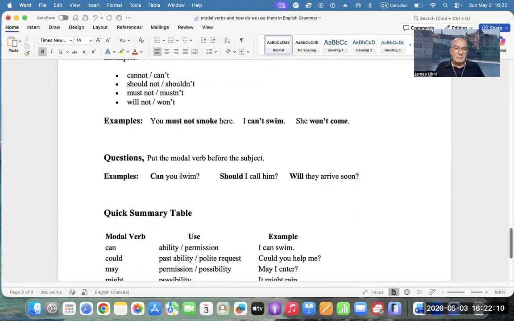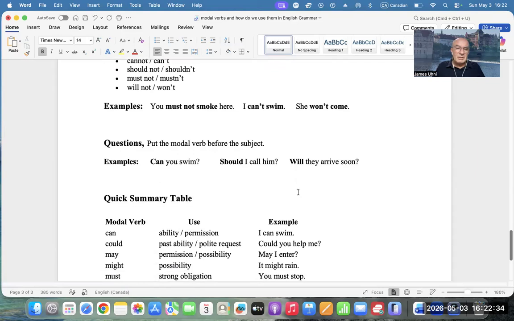Can you swim? Should I call him? Will they arrive soon? Or, can you swim? Could you swim? Will you swim? As you can see, I can use the same example with different modal verbs. And it's very simple, very easy.